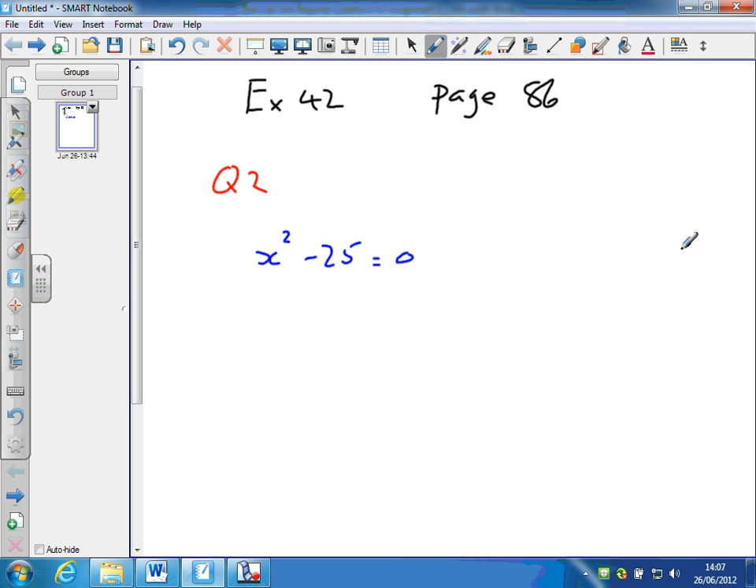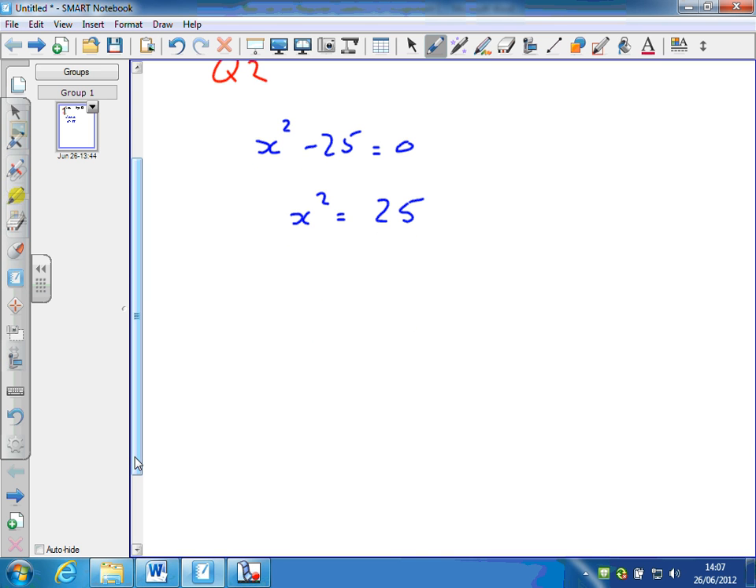If I want to get x on its own, I would add 25 to both sides. So x squared equals 25. So this time we don't make the right-hand side 0. We've got x squared equals 25. So now we find the square root of both sides. We square root the x squared, and that gives us x. And then we square root 25. So x is the square root of 25. The square root of 25 is 5.